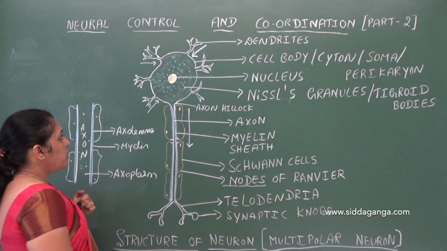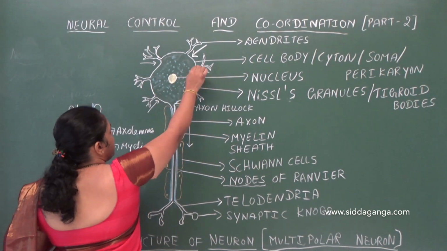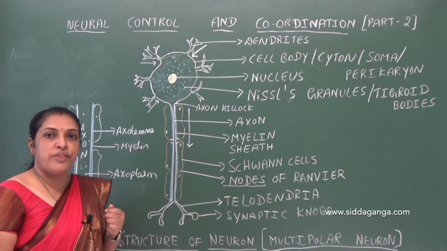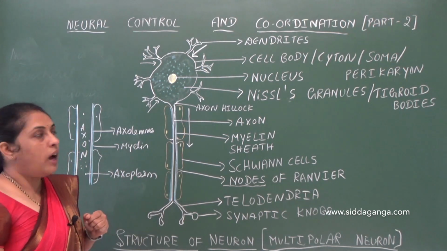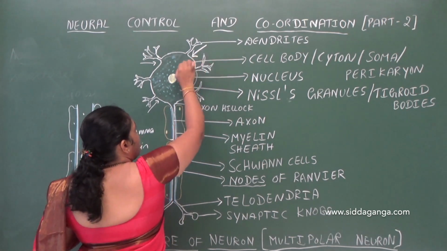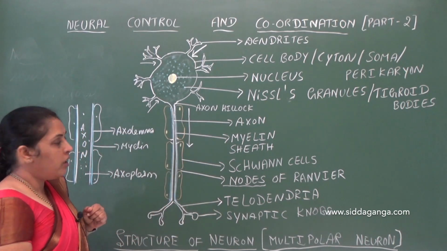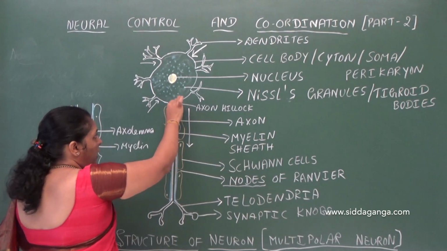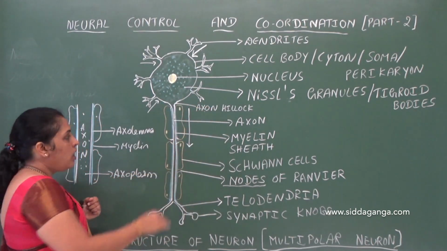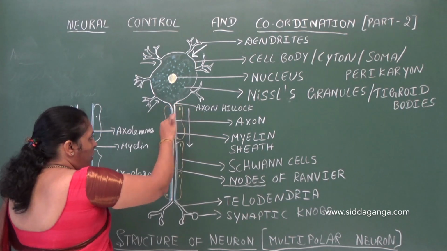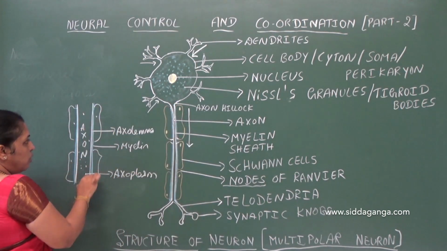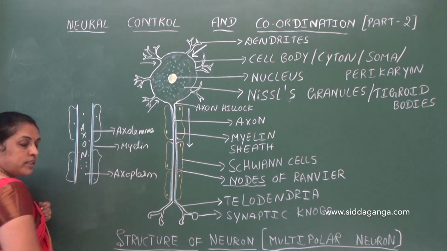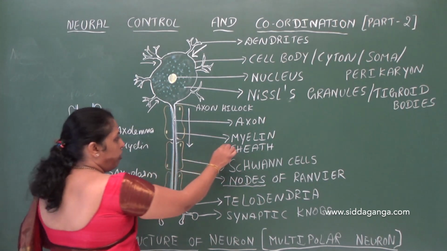Then arising from the cell body we see smaller branches called dendrites. They branch again to increase the surface area of the cell body, and these dendrites carry messages towards the cell body. Only one long process arises from the cell body at a region called the axon hillock. This is the axon. The plasma membrane covering the axon is called axolemma. The cytoplasm inside it is called axoplasm. It is surrounded by a sheath called the myelin sheath.